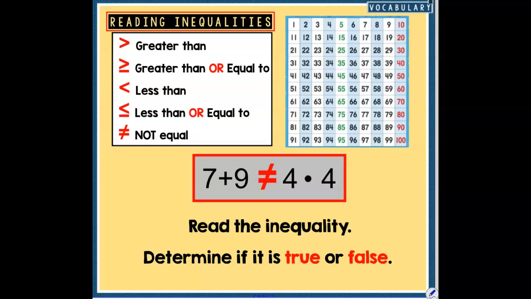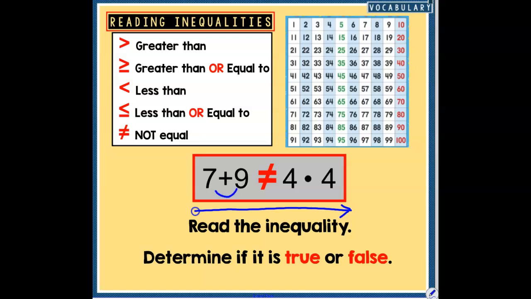Go ahead and talk to your partner. How would we read this inequality? And then determine, is it true or false? If I read it again left to right, I would say 7 plus 9 is not equal to 4 times 4. Now I would have to evaluate to see if it's true or not.